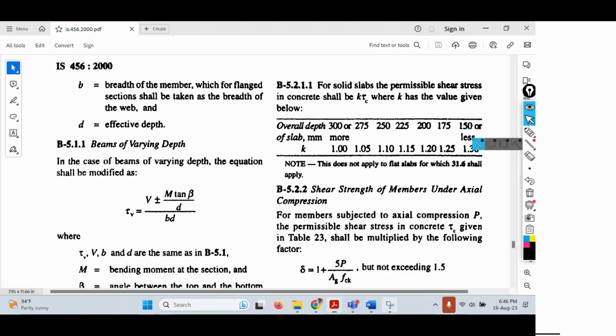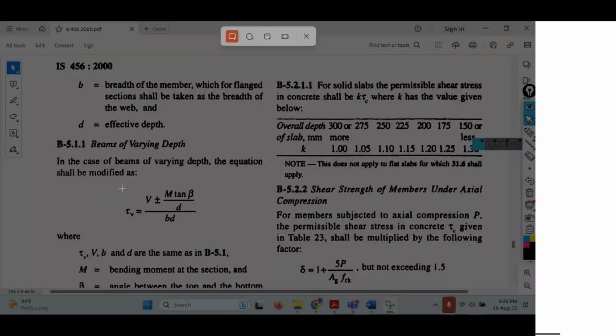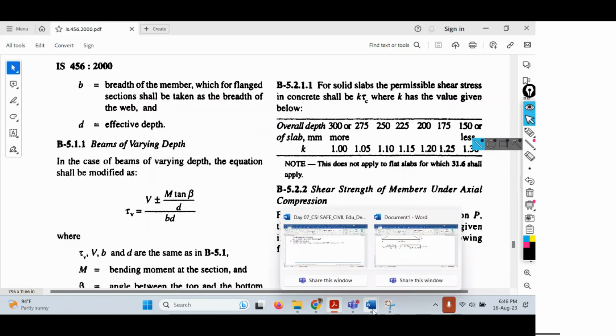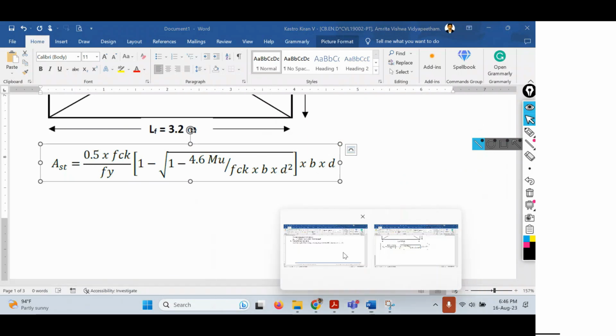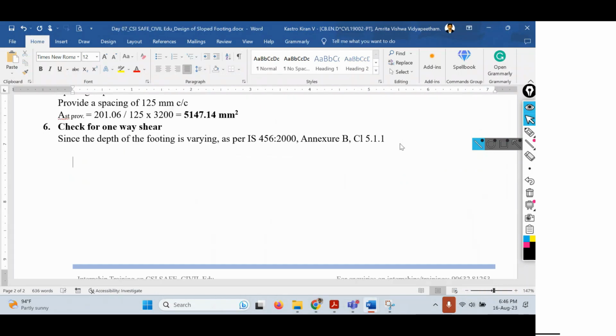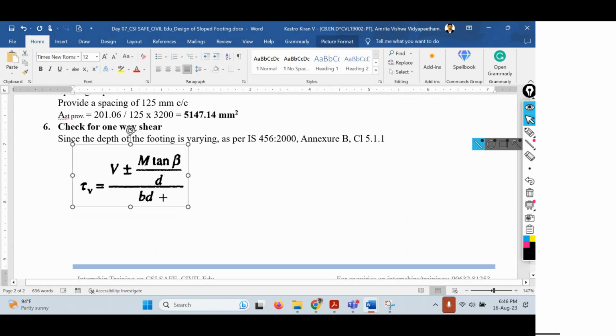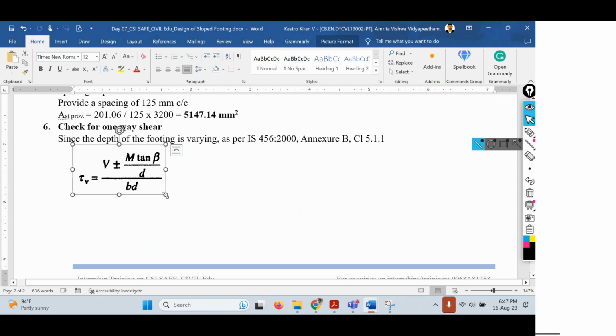So let me just copy this equation. Let me just take a snapshot of this one and let me provide it here. Yeah. So using this formula, we have to calculate the tau V value. But before calculating the tau V value, it is something complex here with respect to the value of D. So let us find out what is the value of D here.